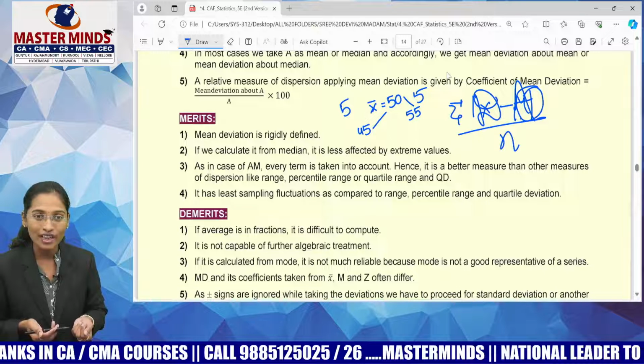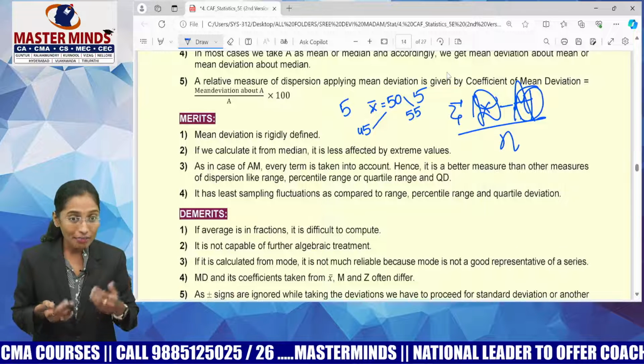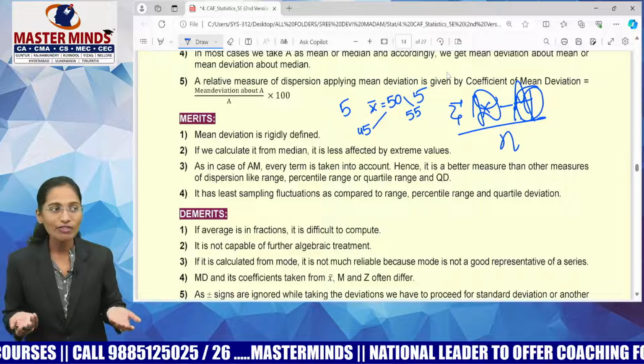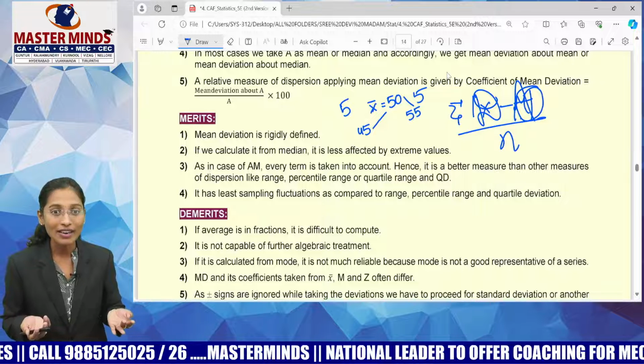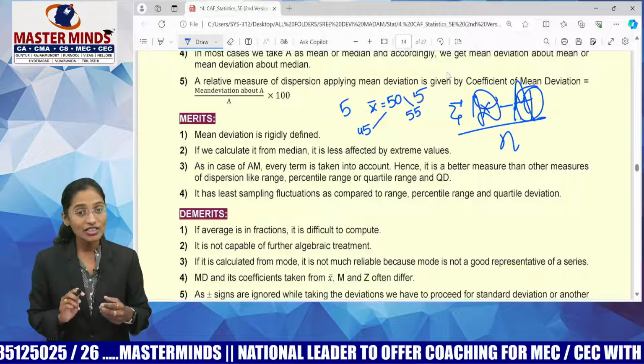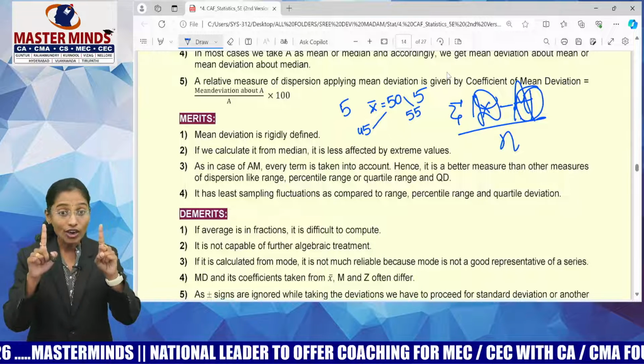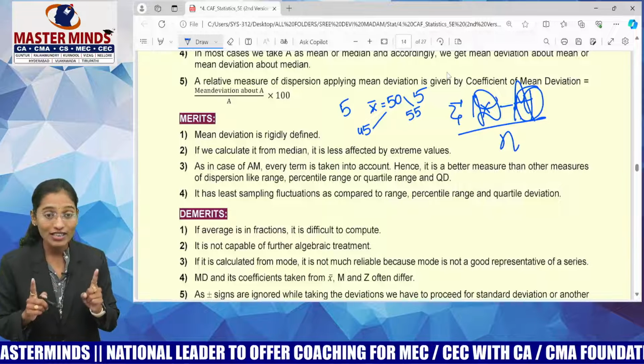How is it justified? Tell me. We are giving the same preference to plus 5 and minus 5. It means it is not discriminating between plus 5 and minus 5. How is it possible? It's not so correct. It means mean deviation is accurate from some points of view, but it is ignoring the sign, because it is taking the modulus.